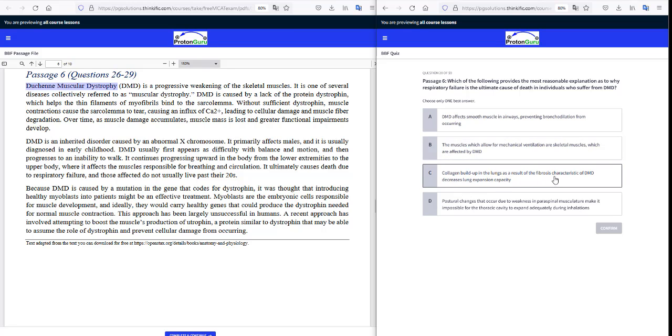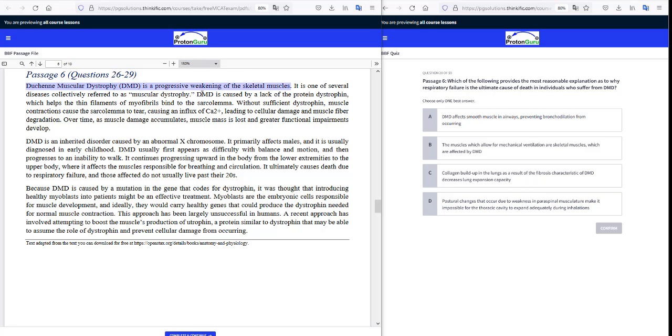Collagen buildup in the lungs as a result of fibrosis characteristic of DMD decreases the lung expansion capacity. Postural changes that occur due to weakness in the paraspinal musculature make it impossible for the thoracic cavity to expand. All right, so these are all relatively reasonable sounding, and we may need to read the passage to see what specifically DMD affects.